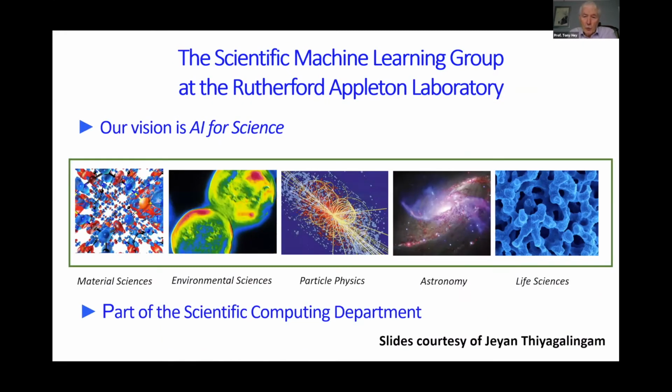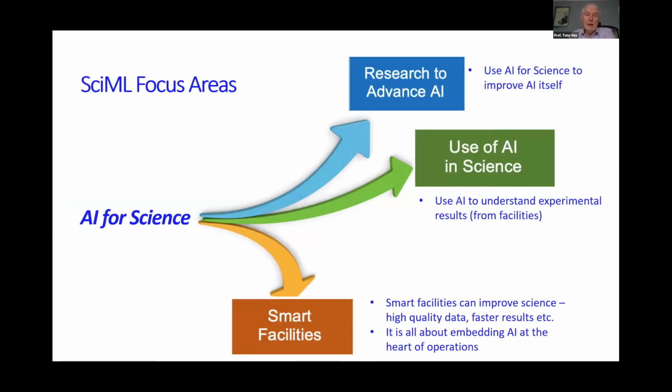So what we've set up in response to the challenges we have is a scientific machine learning group. We call it SciML at the lab. And our vision is to try and apply methods to the data being produced in all sorts of fields of science: materials science, environmental sciences, particle physics and astronomy, of course, but also the life sciences. So it's a very broad possible area of activity. And I'll just give you a few slides showing the sort of things we've been doing. I won't go through them in detail, but I'll make sure you can certainly have a copy of these slides after the talk.